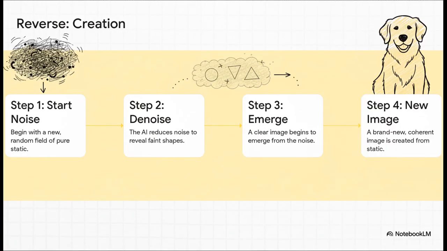And now for the magic part, the reverse process. Once the AI has mastered destruction, it just learns to do the exact opposite. It starts with a fresh canvas of pure random noise and uses everything it learned, but backward. Step by step, it very carefully predicts and removes the noise, and a real coherent image starts to appear. But here's the kicker. Notice it's not the original cat. It's a brand new image of a dog. This is what proves it's not just memorizing photos, it's genuinely generating something new from nothing.